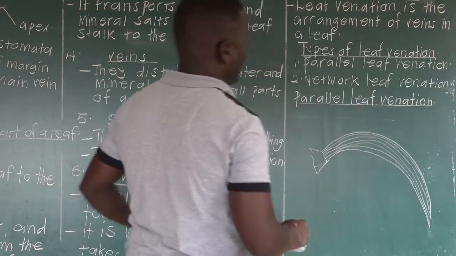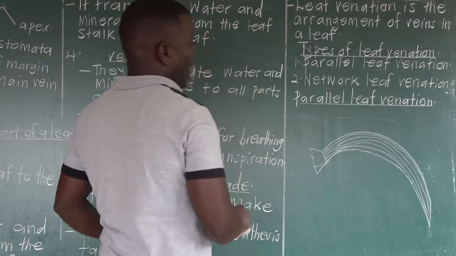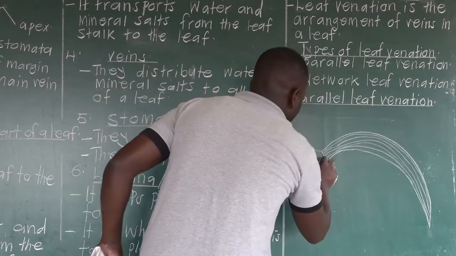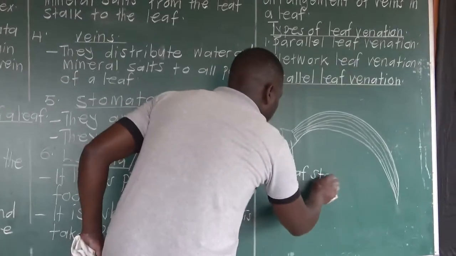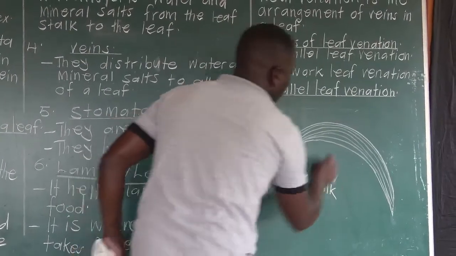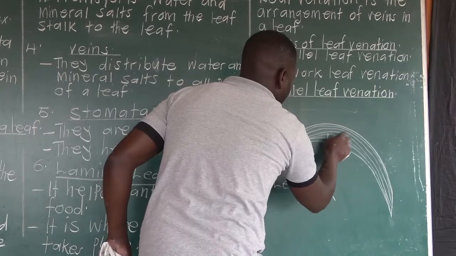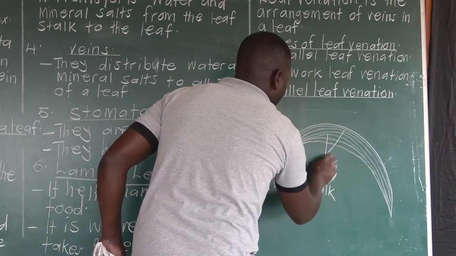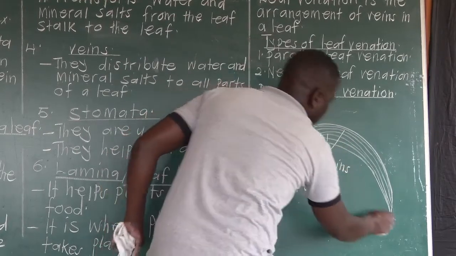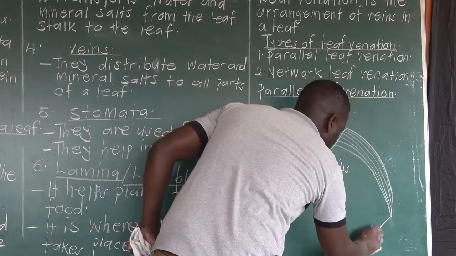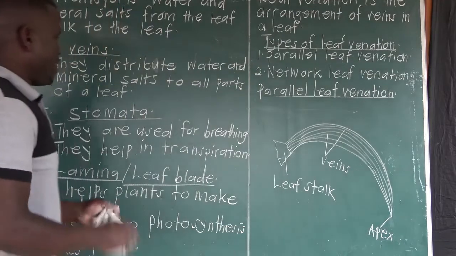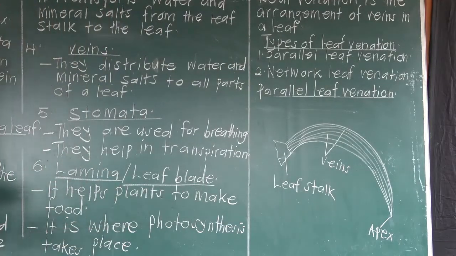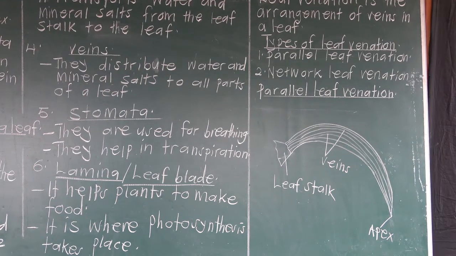So, this one is an example of parallel leaf venation. This one is a leaf stalk. These are veins. Then this is the apex.